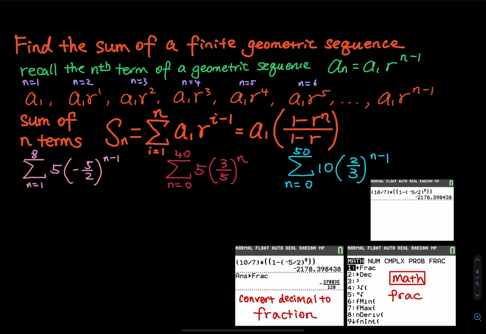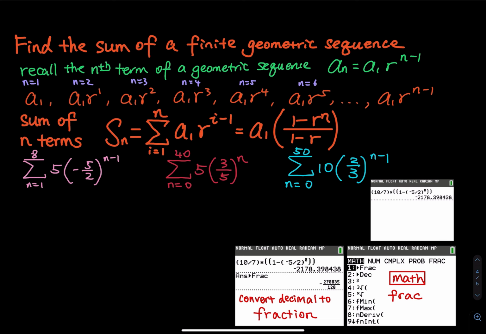I have 4 examples, and the graphing calculator screenshots you see here are a smarter way to convert a decimal to a fraction. So let's start with the first problem. We have n goes from 1 to 8, and in the next 2 problems, I want to explain what happens when n starts at 0. Alright, so let's do it one by one.